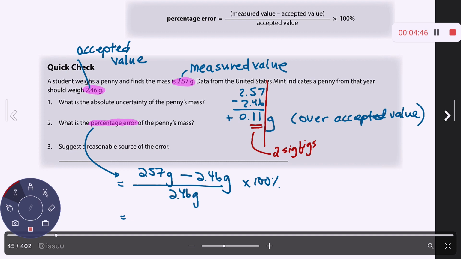So I'm going to divide by 2.46 times 100. I'm going to get 4.47. So 4.5% would technically be the proper answer to 2 significant figures. Okay? Let's take a look at the next page. The rest of this section is all about significant figures. Okay, so if you get lost, let me know. I'll slow down. I'll repeat myself, okay?